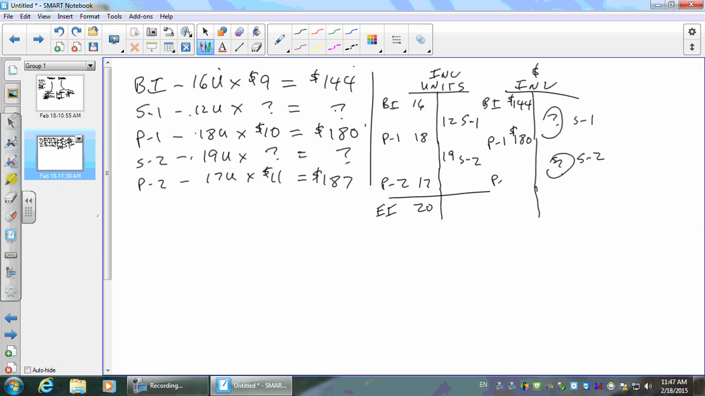I guess I should put purchase 2 in here, I apologize. 187, cost 187, right? Purchase 2. Okay, so how many units did I sell? 12 and 19, 31. Everybody agree?